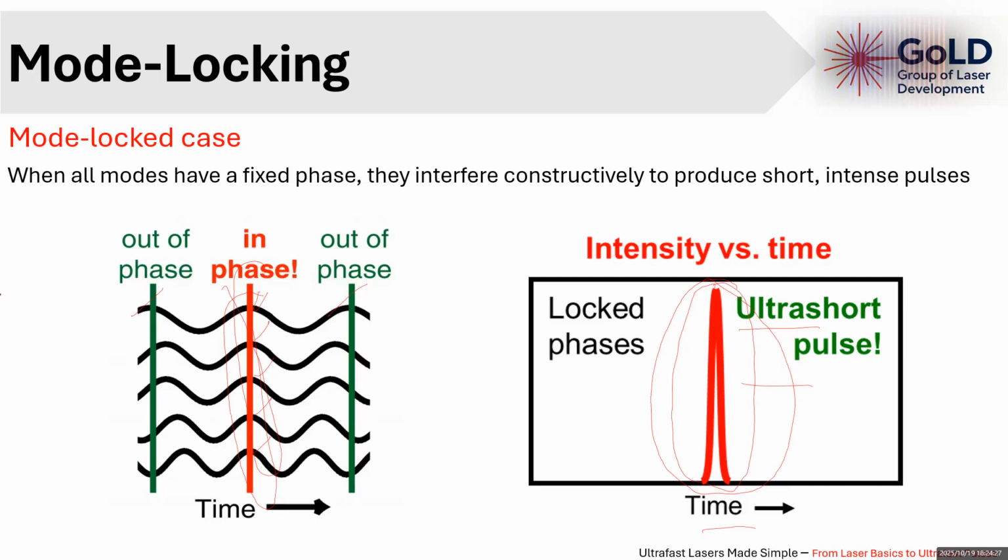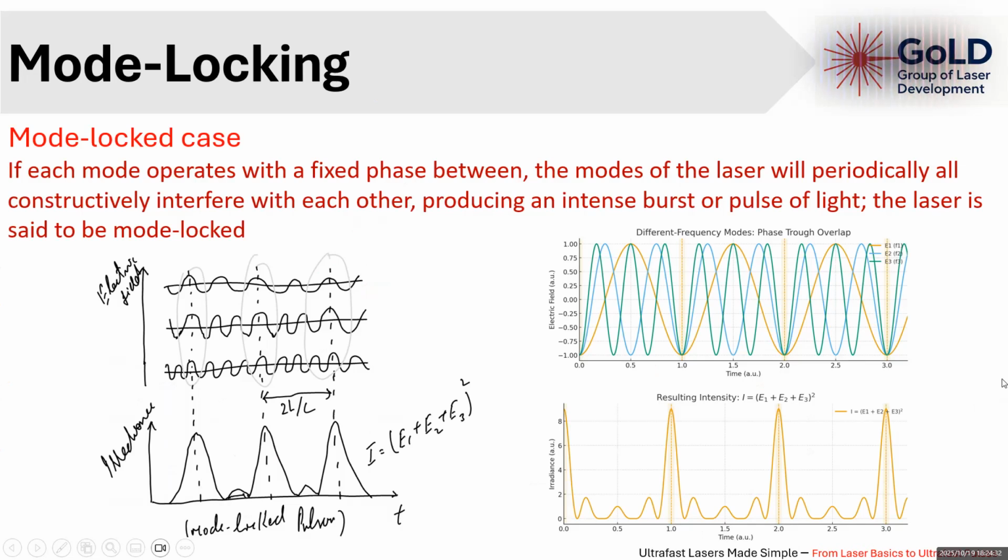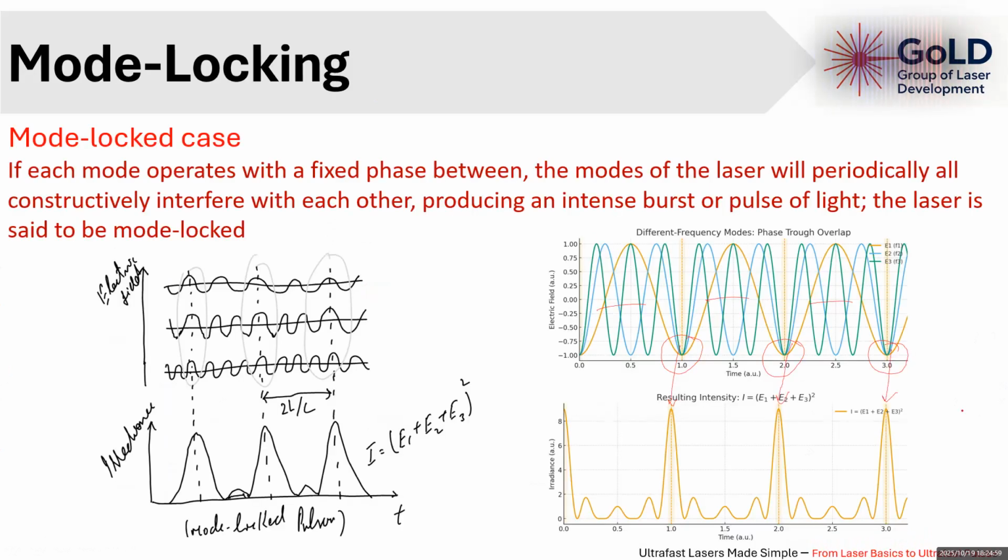Okay, so if we move to the next slide, you can see here on the right side, locked phases here, locked phases here, locked phases here. Here it is random, with different frequencies. Because of this, we have a peak here. Because of this, we have a peak here. Because of this, we have a peak here. So these are the pulses.